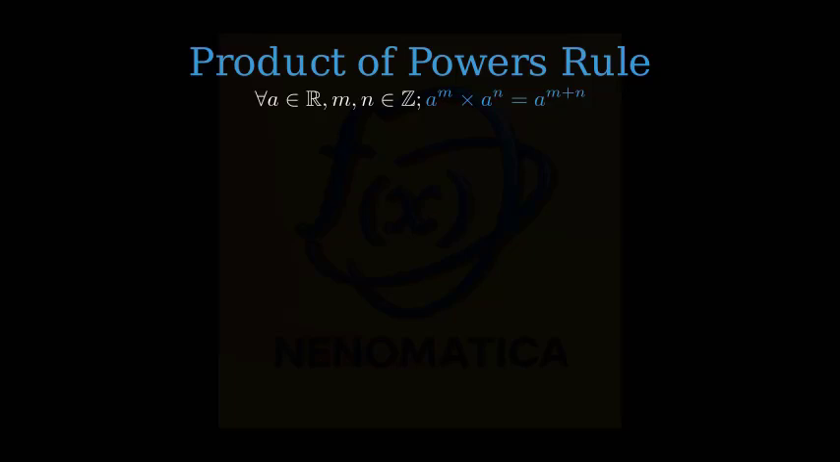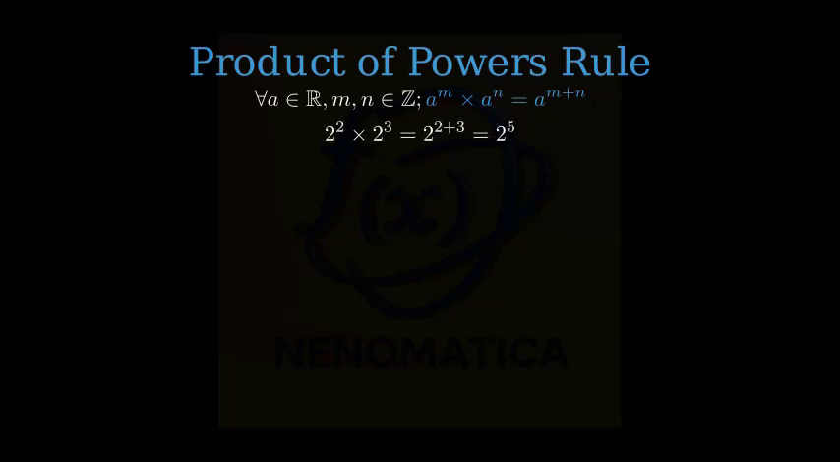This can be written formally as, for all values of a in the real numbers and m and n in the integers, a raised to the power m times a raised to the power n equals a raised to the power m plus n. Let's break down what this rule means with a simple example.